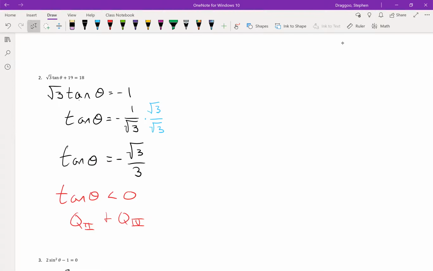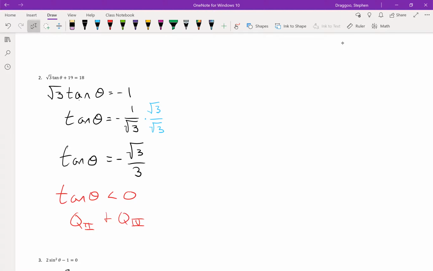All right, let's take a look at question 2. So now I'm starting with the square root of 3 times tangent theta plus 19 is equal to 18. And again, we're going to solve for theta. So step 1, I'm going to subtract 19 from both sides, which is why I end up with that -1 on the right, then divide by square root of 3 to get that tangent theta is equal to -1 over square root of 3. And then I'm multiplying by that root 3 over 3 in order to rationalize the denominator, which gives me the familiar value of -root 3 over 3.